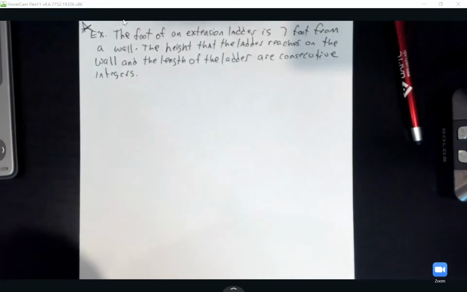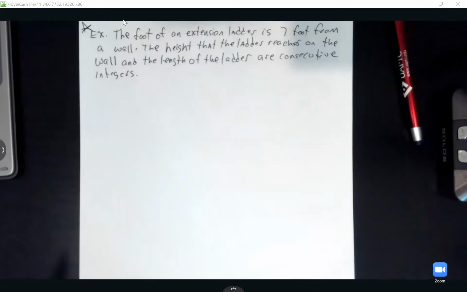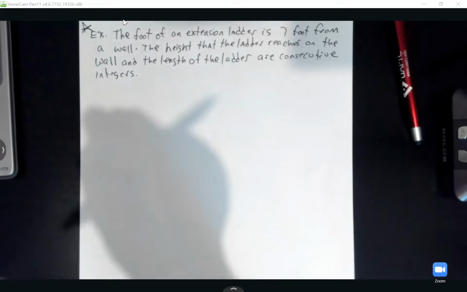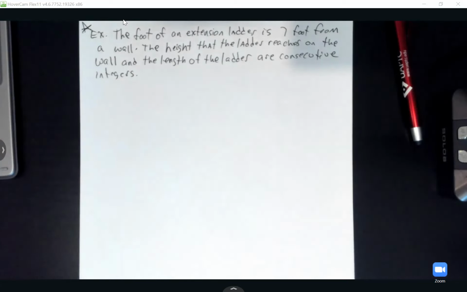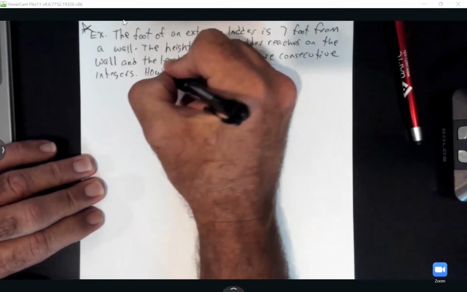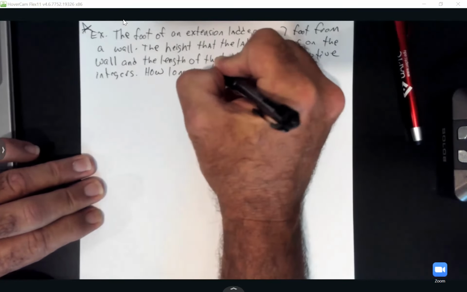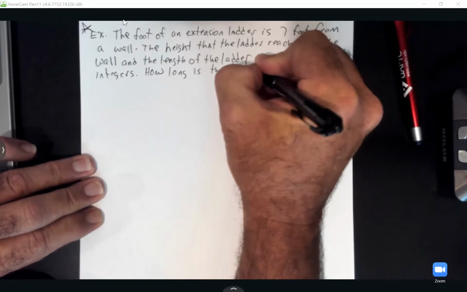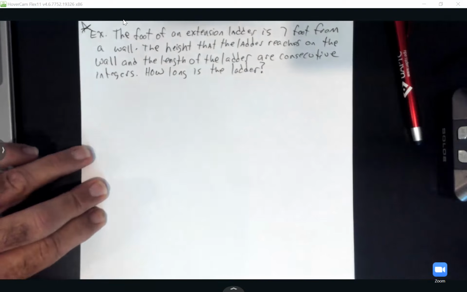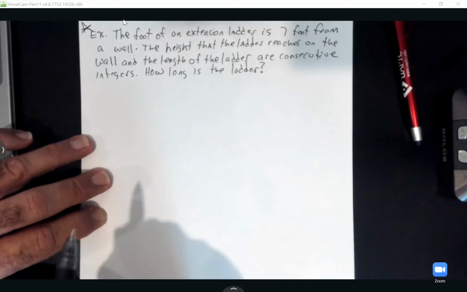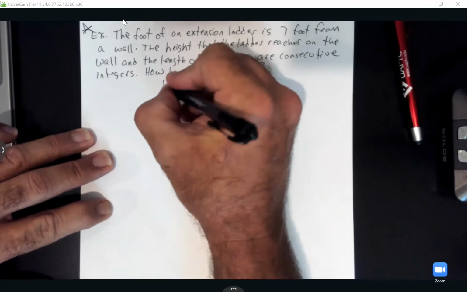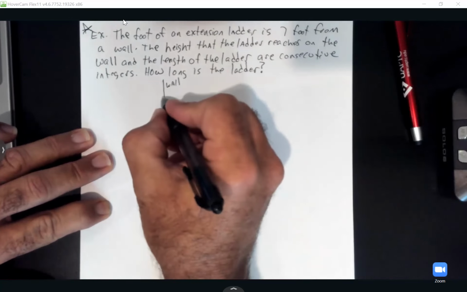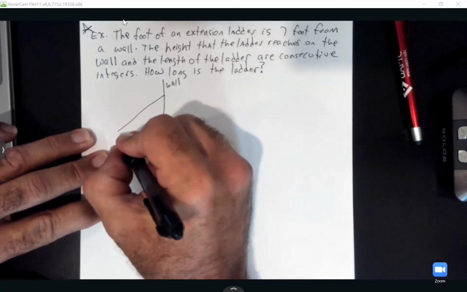So consecutive integers means things in a row, like 5, 6, and 7. Those would be consecutive integers because they're in a row. Does that make sense? Yes. So now they want to know how long is the ladder. They only want to know one thing on this one: how long is that ladder? So here's our wall. I'm going to draw my wall here. Then I have a ladder leaning up against that wall.